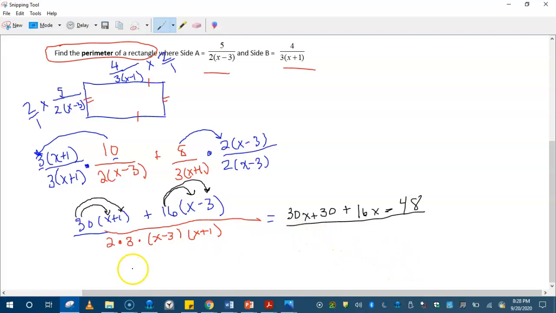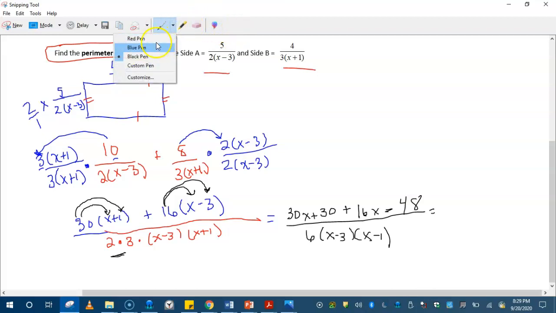All right. Now, let's look at the denominator. The denominator, I'm going to again combine this, the 2 times 3. I'm going to combine it now. That would be a 6 times x minus 3 and x plus 1. All right. And let's go ahead and combine like terms. Here we go.